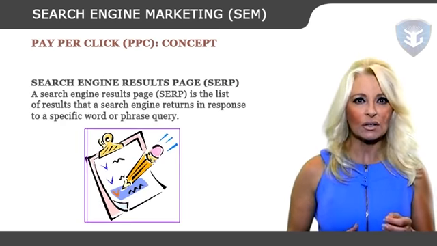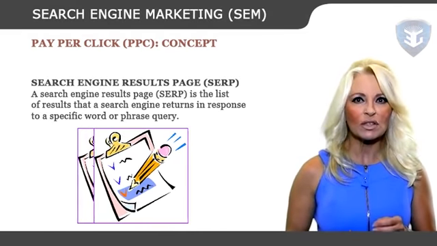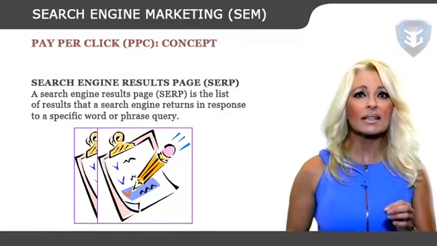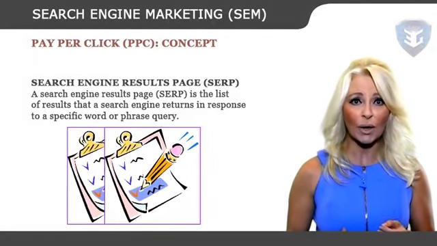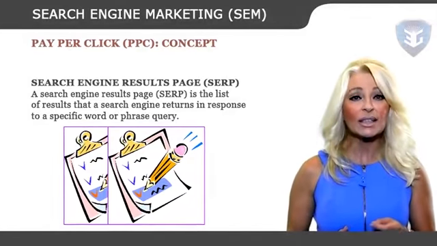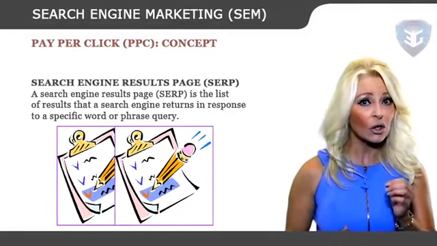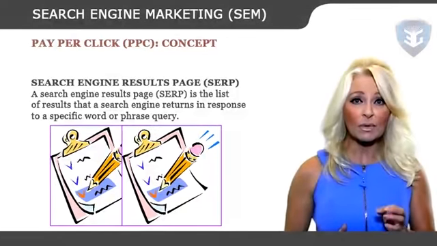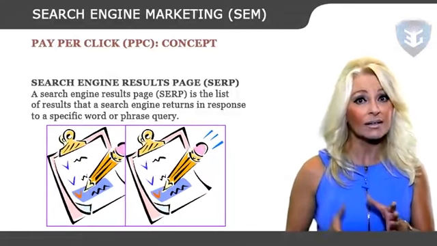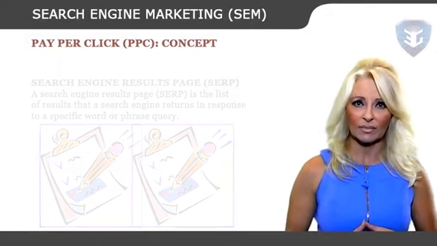Search Engine Results Page, SERP. A search engine results page, SERP, is the list of results that a search engine returns in response to a specific word or phrase query. Each listing includes the linked web page title, the linked page URL, uniform resource locator, a brief description of the page content, and, in some cases, links to points of interest within the website.